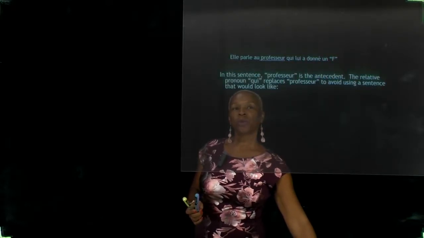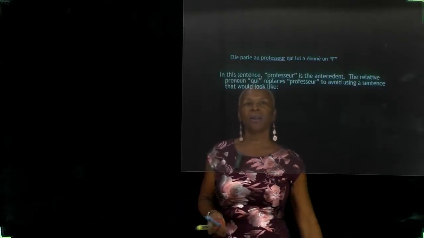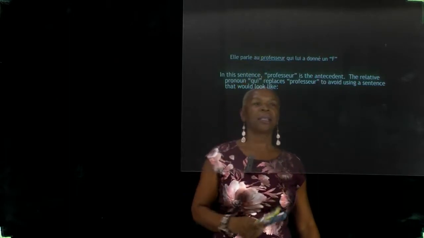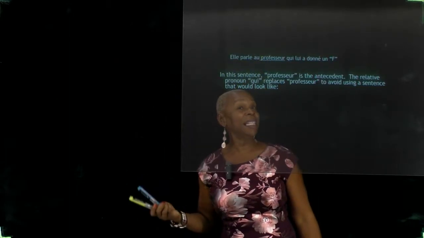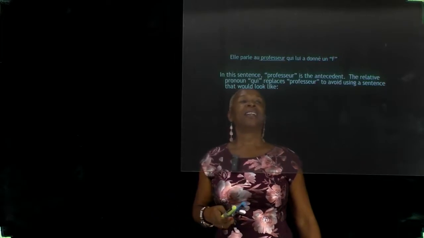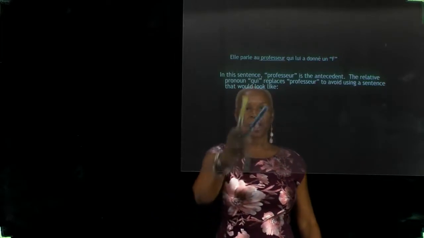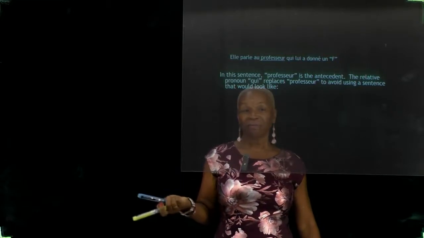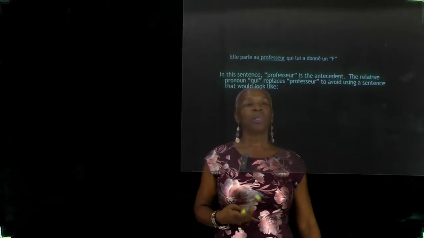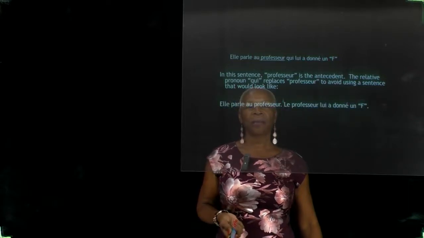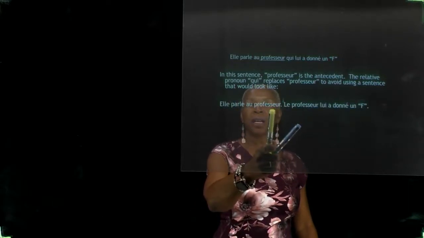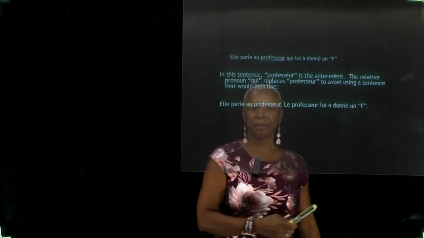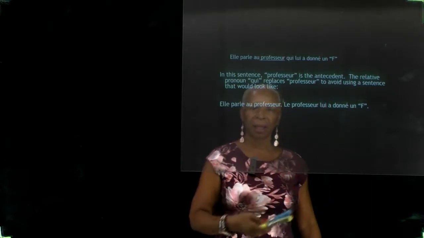Alors, dans cette phrase, comme je vous ai dit, professeur, c'est l'antécédent. OK? It's antecedent. It precedes. OK? And the relative pronoun, qui, replaces professeur to avoid repetition. Voilà. We do the same thing in English. OK? Elle parle au professeur. Le professeur lui a donné un F. I would have to repeat le professeur again.